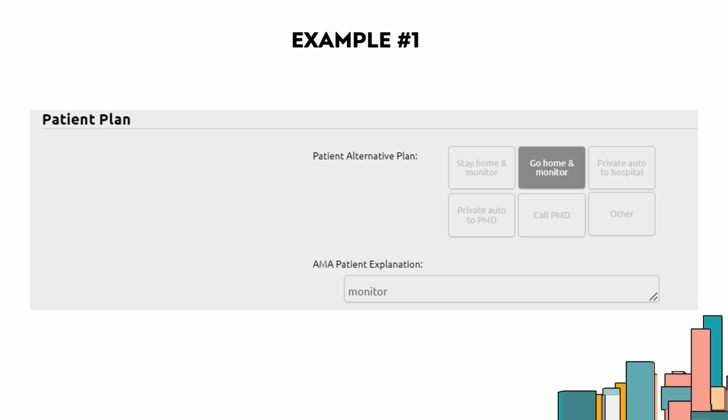Continuing on with example number 1, the patient's alternative plan was to go home and monitor. Monitor for what? You need to be very clear in that narrative what you're advising them to go home and monitor.